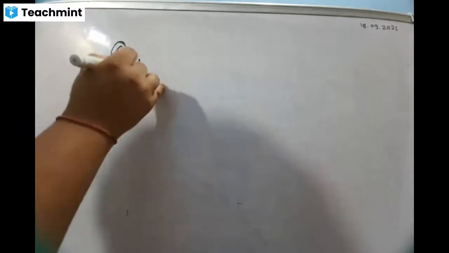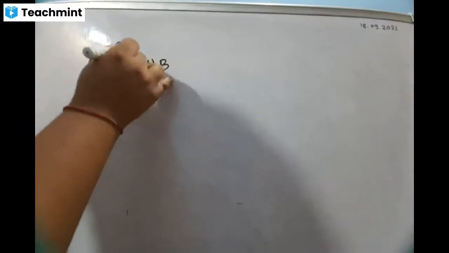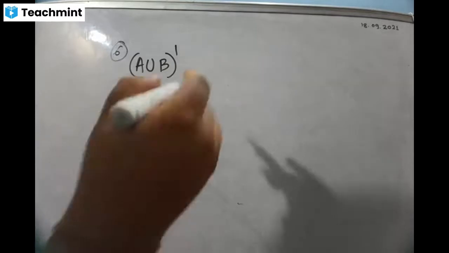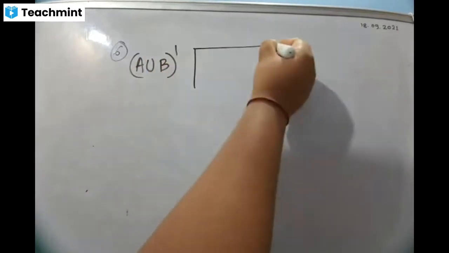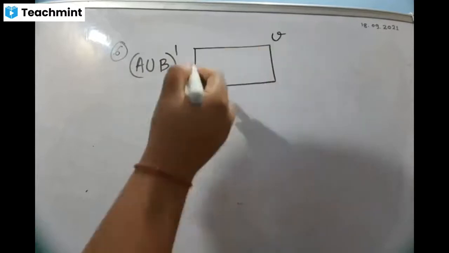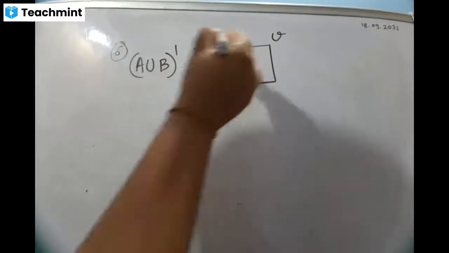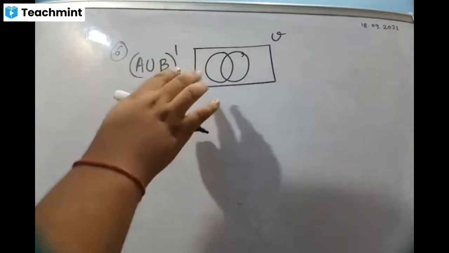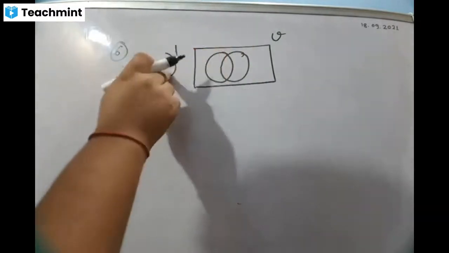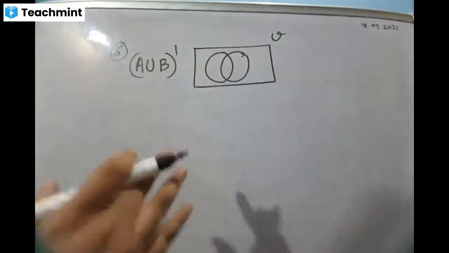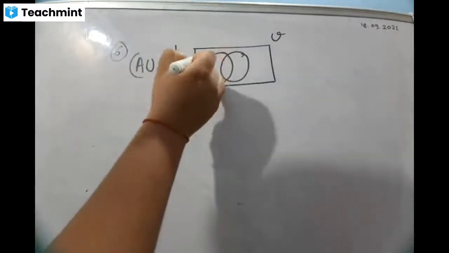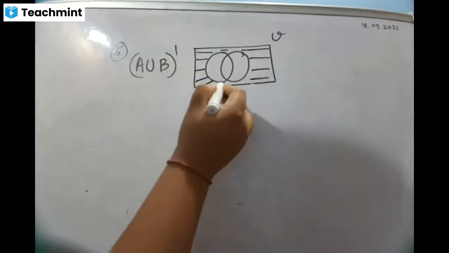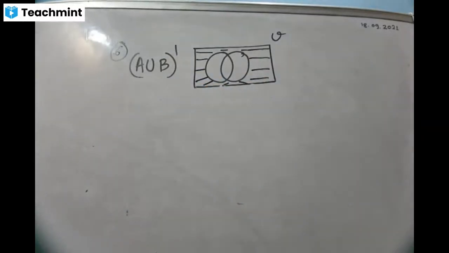The 6th one is A union B complement. So let us try to understand, everyone. So what is this? This is the universal set. This is your A and this is your B. So what does A union B complement mean? All the elements which are not there in A union B. That means we have to remove this part. So A union B complement means all the elements which are not in A union B. That means the region which is outside A union B. So this is the meaning of A union B complement.